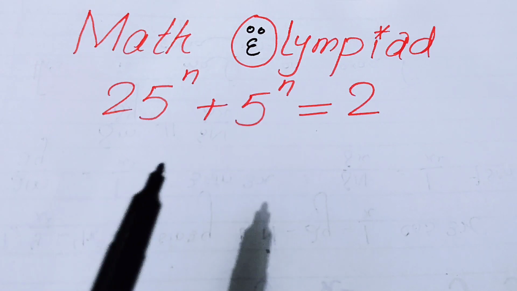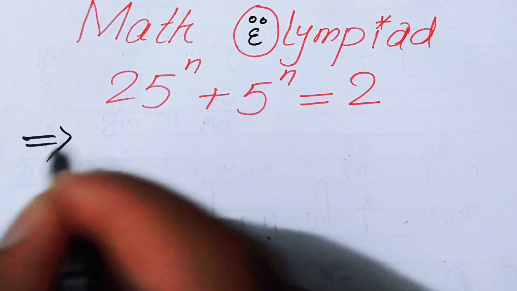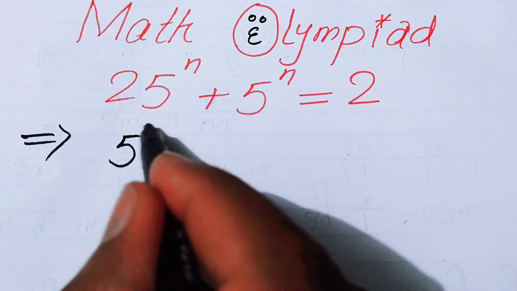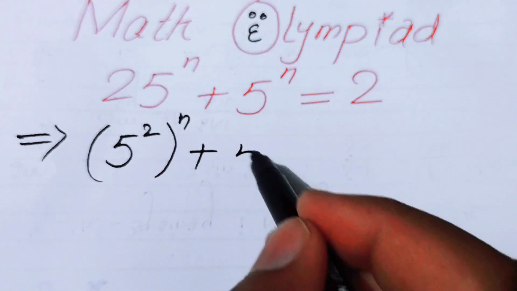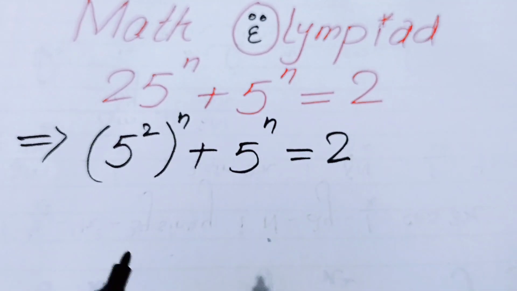So the very first thing we are going to do is rewrite this equation. Here you have 25, we will write it as 5 squared and its whole power n, plus 5 to the power of n is equal to 2.